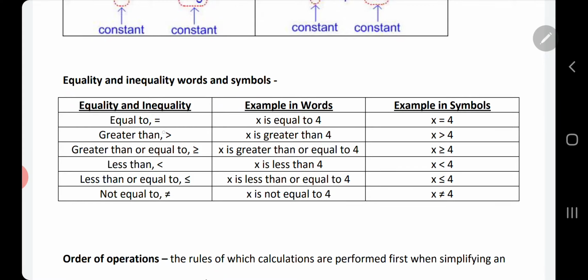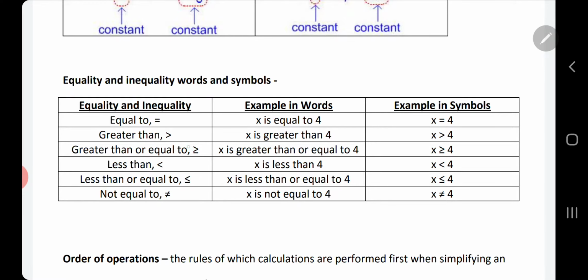Greater than. Once again, it's a sign opening up. So x is greater than 4 in words, or x is greater than 4 in symbols. When we say x is greater than 4, we're saying x is something like 4.1, 4.2, 5, 6, 7, etc. Just greater than 4.